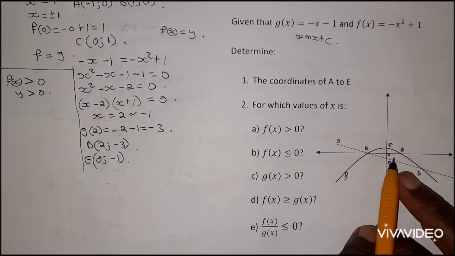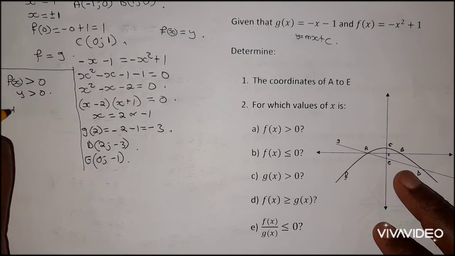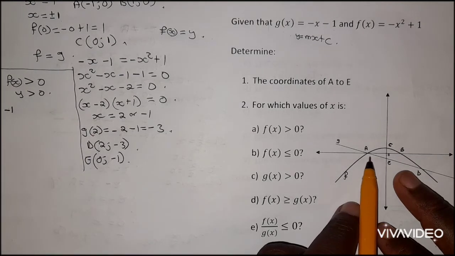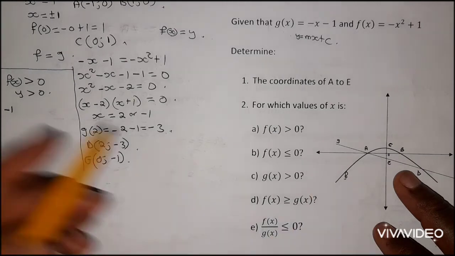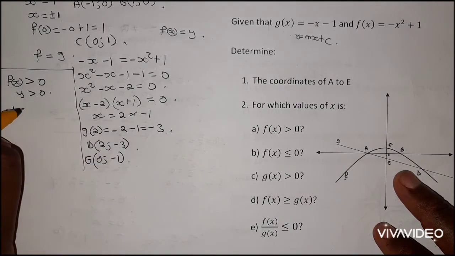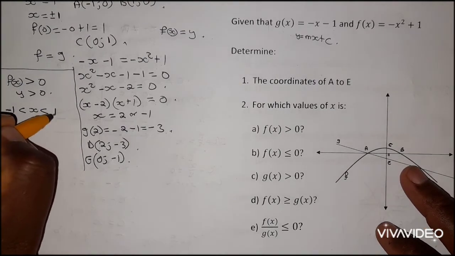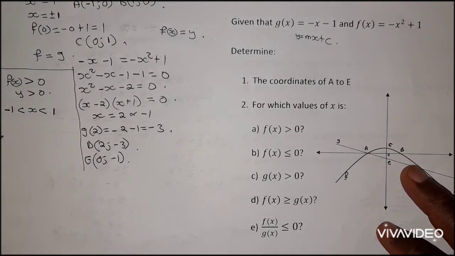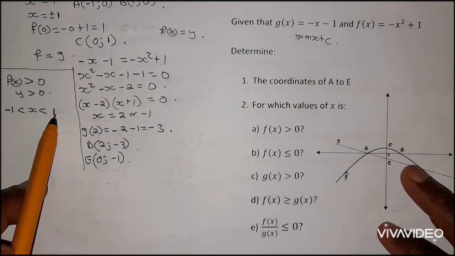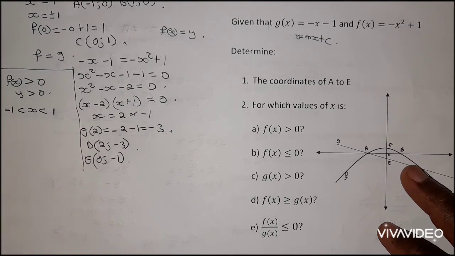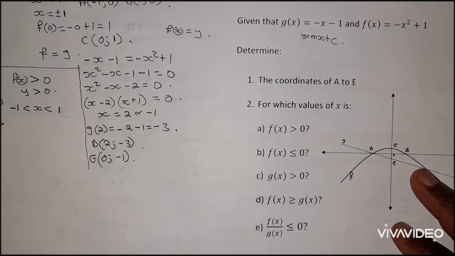So the values of x that we are interested in start from -1. Remember, the coordinate of A is (-1, 0), so it's -1, to B, which is +1. So we are saying the values of x here are from -1 to +1. That is part a.